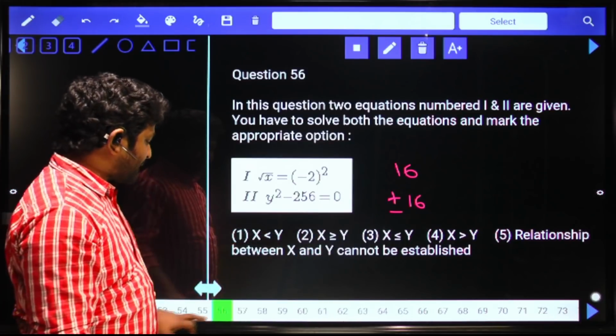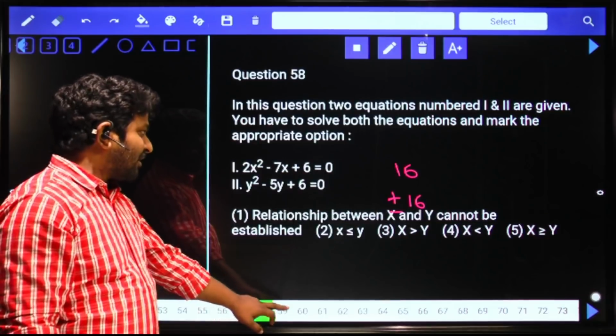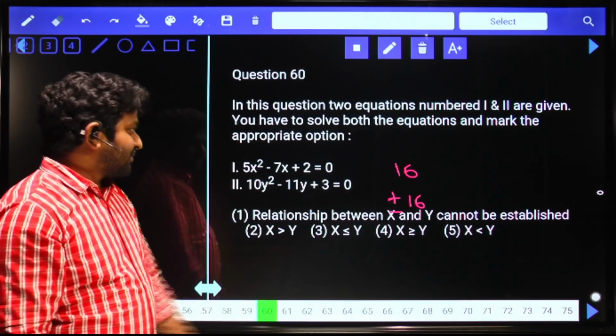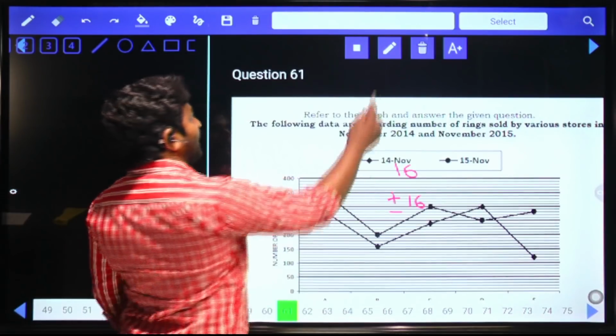Second option is the answer. So the remaining 4 questions are quadratic. I hope you can do it. There is no free question. Standard process only. Now let's see.